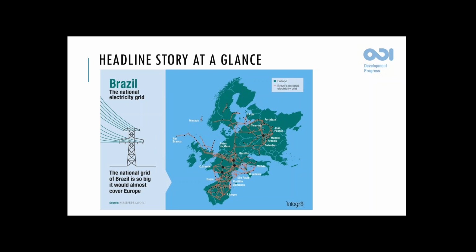And it overlays the national electricity grid in Brazil over a map of Europe. So you can really see immediately just how vast the grid is, and just what a challenge Brazil had in extending access to all corners of the country. So that's an example of an infographic that we felt really communicated that particular research point in one glance.